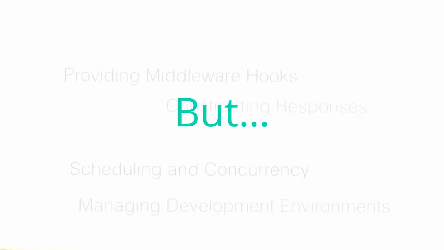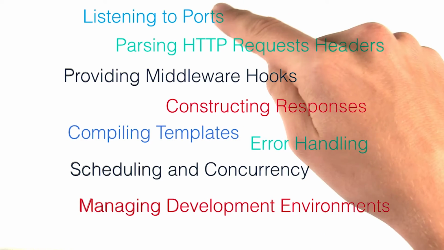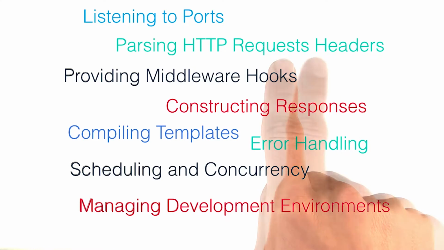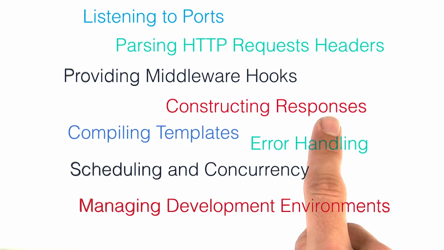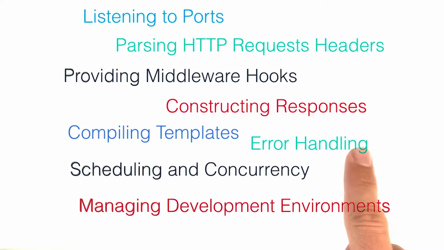We would have to write all of our own basic web development infrastructure code. That includes things like listening to ports, parsing HTTP request headers, providing middleware hooks, constructing responses, compiling templates, handling errors, scheduling and concurrency, and managing development environments, along with a whole bunch of other stuff you would need to worry about. It's pretty crazy stuff. And not only is this a ton of code, it's all pretty complex stuff to write. And I'd wager that most web developers out there wouldn't know where to start. Fortunately, we have frameworks like Sinatra out there that help us, so we don't have to worry about most of this stuff to get going.